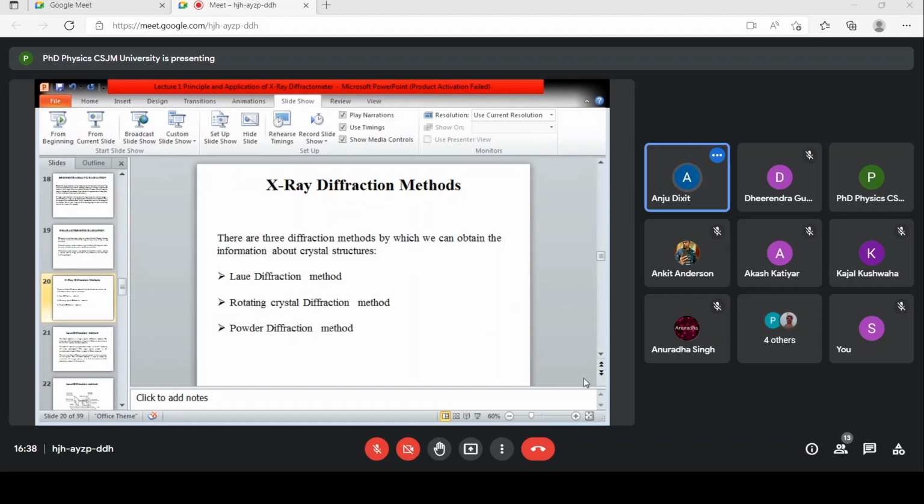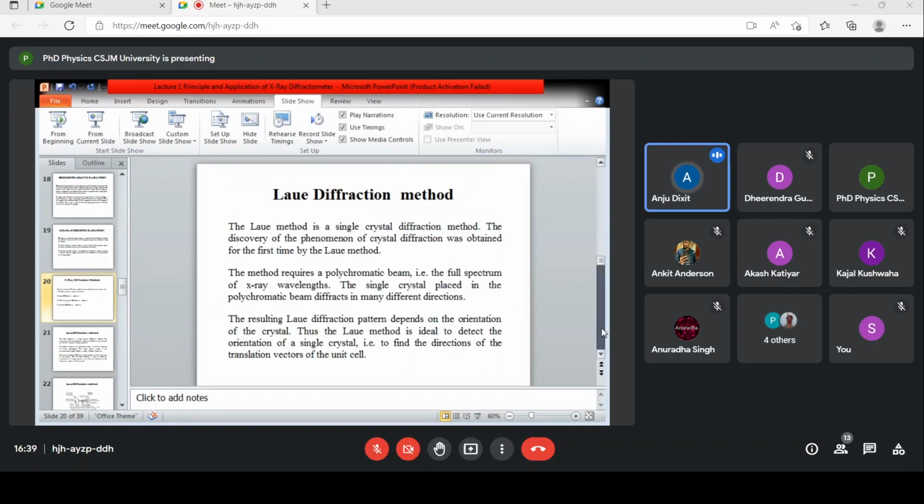अब यहाँ पर आपके तीन मेथड्स भी हैं, देयर आर 3 मेथड्स. पहला है लॉय डिफ्रैक्शन मेथड, देन है रोटेटिंग क्रिस्टल डिफ्रैक्शन मेथड एंड देन है पाउडर डिफ्रैक्शन मेथड. तो इन तीनों मेथड्स के अपने अपने एप्लीकेशन हैं, मैं एक एक करके डिस्कस कर रही हूँ. फर्स्ट इज लॉय डिफ्रैक्शन मेथड. द लॉय मेथड इज अ सिंगल क्रिस्टल डिफ्रैक्शन मेथड.